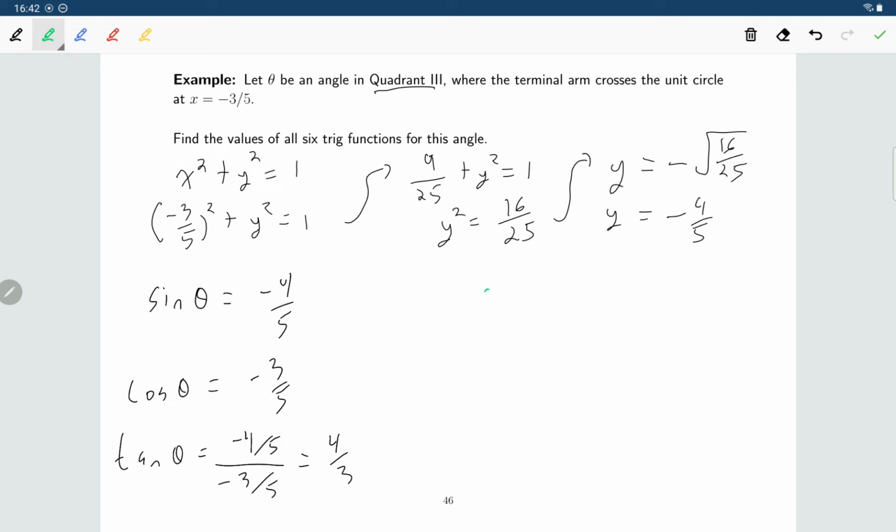And for my other 3 trig functions, those are just reciprocals. So since sine is negative 4/5, then cosecant of theta is negative 5/4. Since cosine is negative 3/5, then secant of theta is negative 5/3. And since tangent is 4/3, then cotangent of theta should be 3/4.